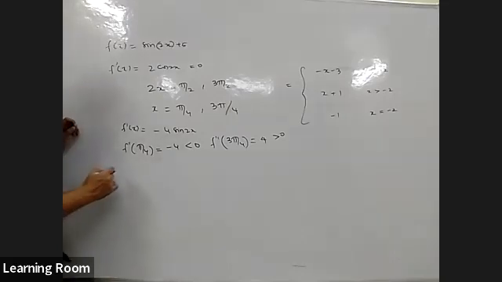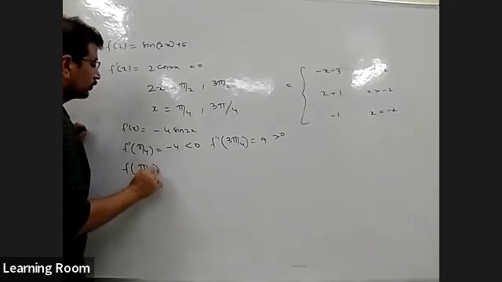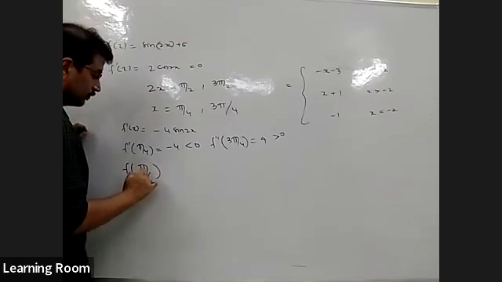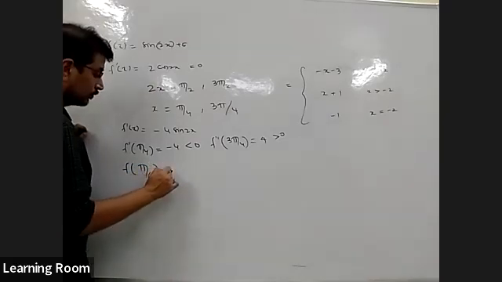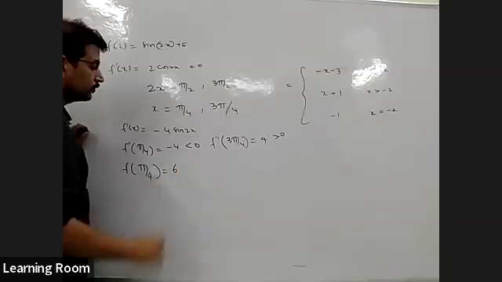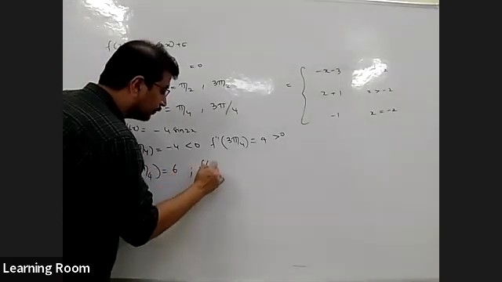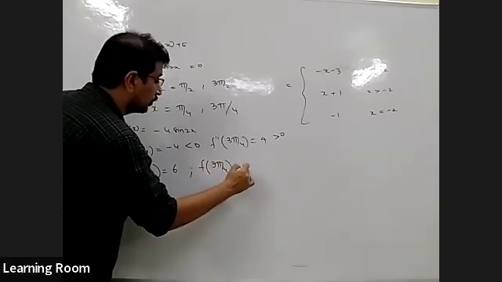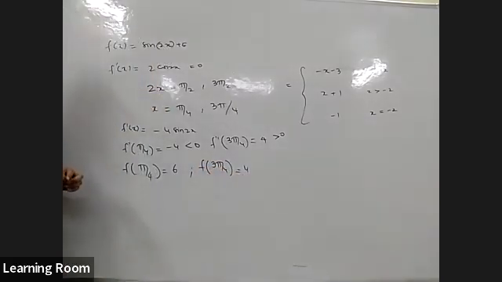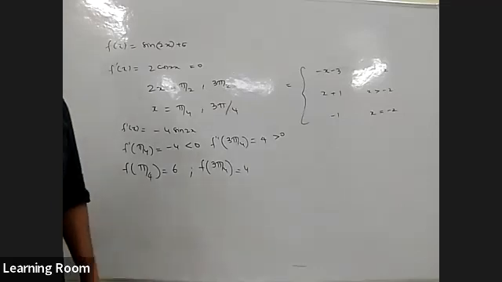So what is f of pi by 4? 6, no? F of 3 pi by 4? 4. Correct? Guys, are you able to understand? So this is how you do it when we follow differentiation.